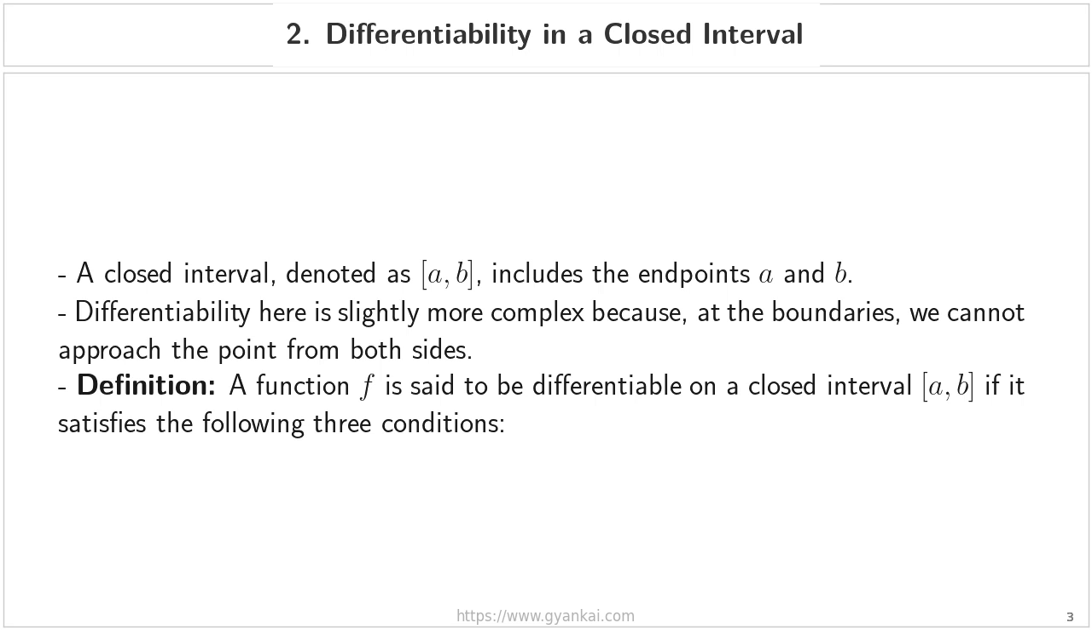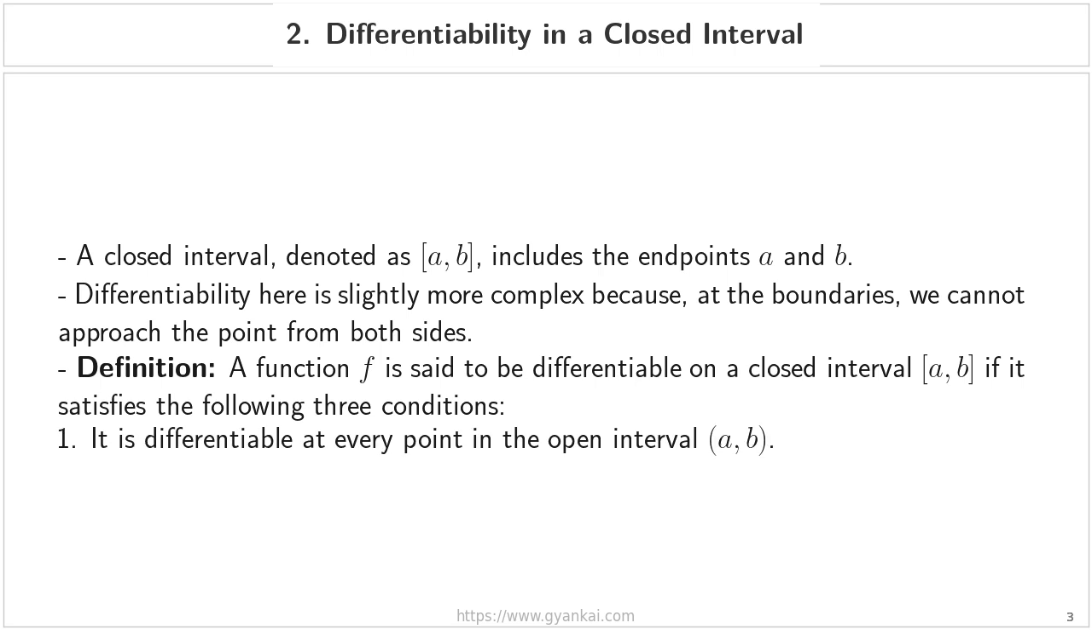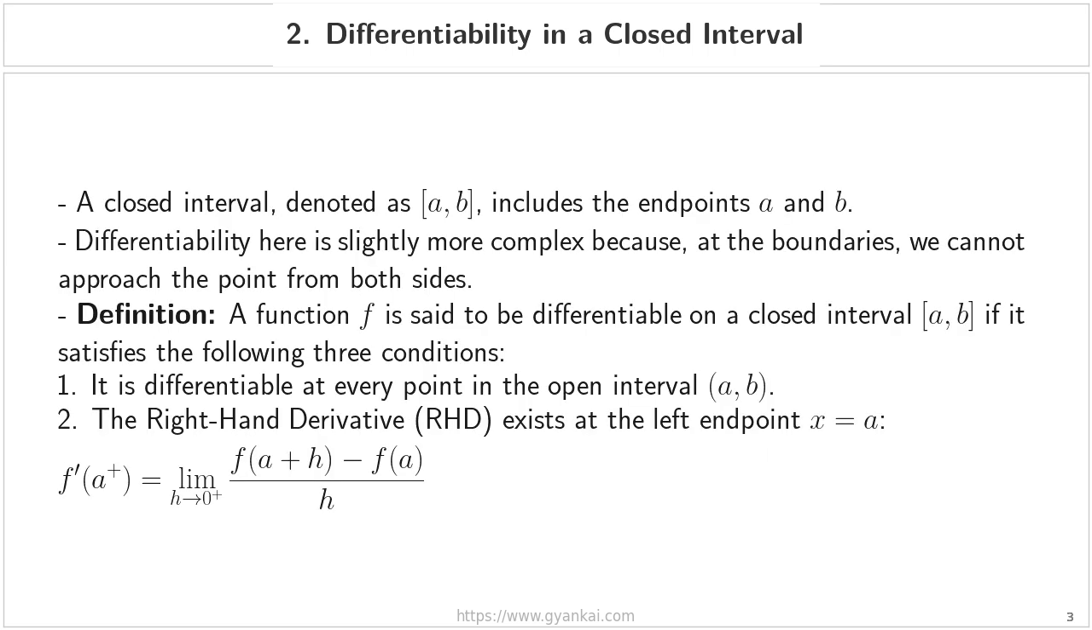A function f is said to be differentiable on a closed interval from a to b if it satisfies 3 distinct conditions. The first condition is the one we just learned in the previous slide. The function must be differentiable at every single point within the open interval, from a to b. The second condition focuses on the left endpoint, where x equals a. Since we cannot approach from the left, we only require that the right-hand derivative exists.